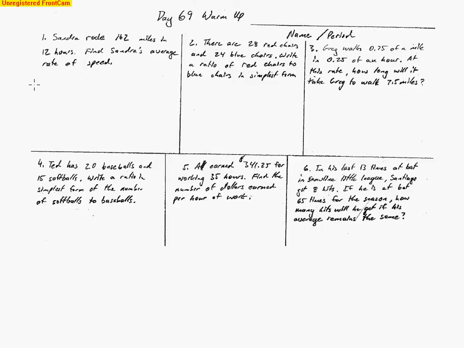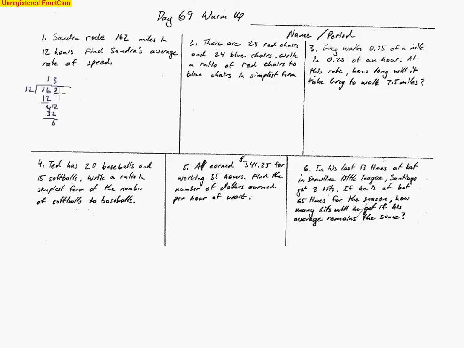So what we end up needing to do is divide 12, the number of hours, into the number of miles, 162. So I see 12 does go into 16 one time. I subtract and I'm left with 4 left over. 12 goes into 42 3 times. It makes 36. And I end up having to borrow a bit, and I end up with 6.